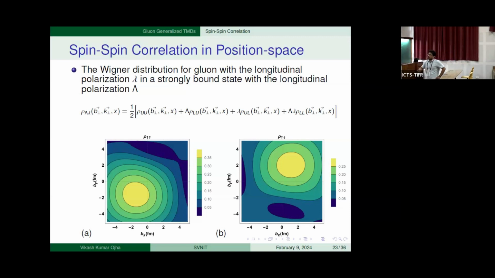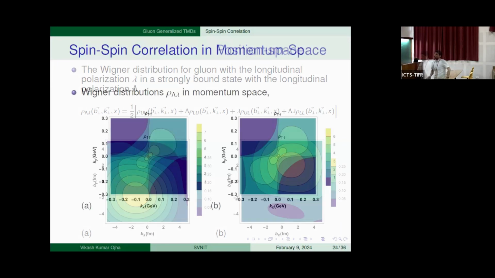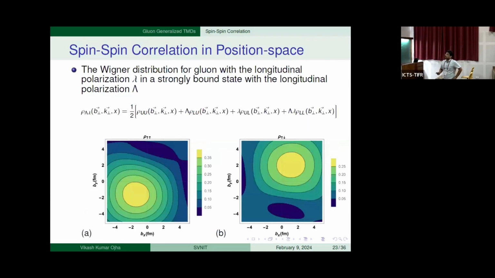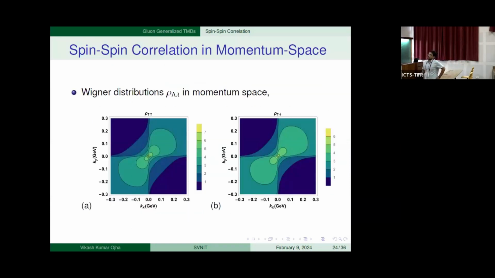This kind of shifting has been observed in other models also, in the scalar diquark model, but that shift was only along the longitudinal direction. In this particular case, there is a shift along the diagonal directions. And even though there is a shift of the entire distribution in impact parameter space, we do not observe any shift because of this helicity flip in momentum space.